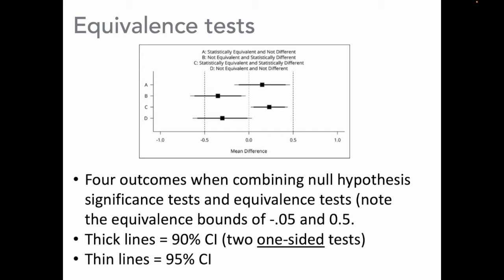However, if the thick lines fall completely in between the bounds that we've specified, we can also say that these results are statistically equivalent. So on the top, we have a scenario where it's crossing 0, but it's also fully within the bounds. So this test would be statistically equivalent and not different. Second scenario, we have something which is not crossing 0, and is also not crossing the equivalence lines as well. So this is different and not equivalent.